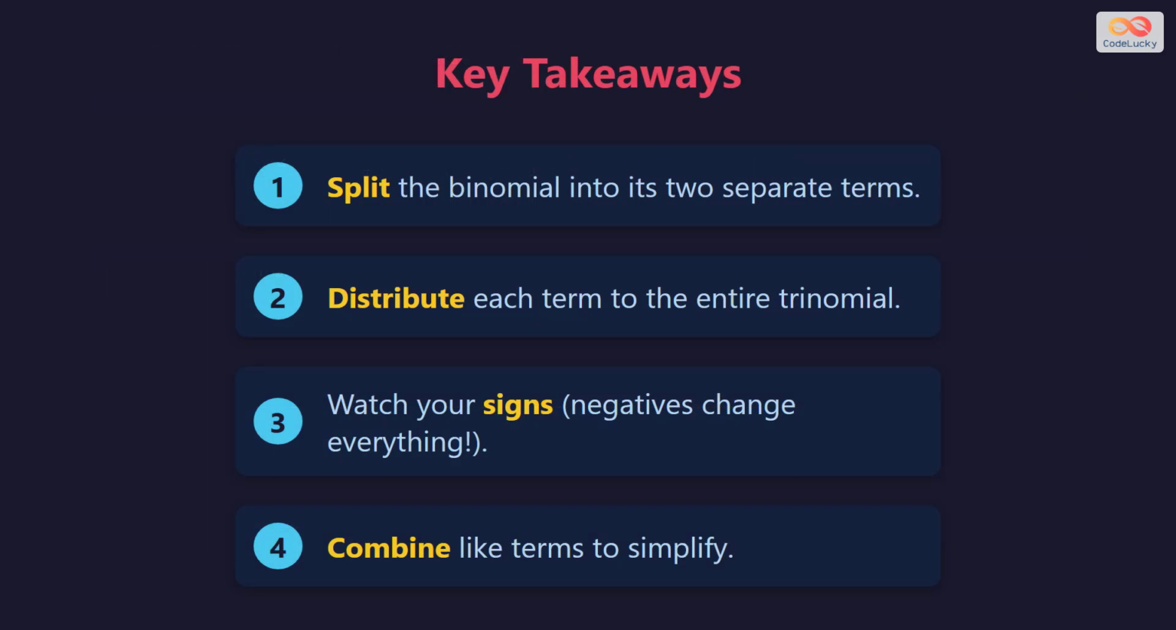To summarize, first, split the binomial. Second, distribute each term to the entire trinomial. Third, pay close attention to positive and negative signs. And finally, always combine your like terms to get the simplest form of the answer.